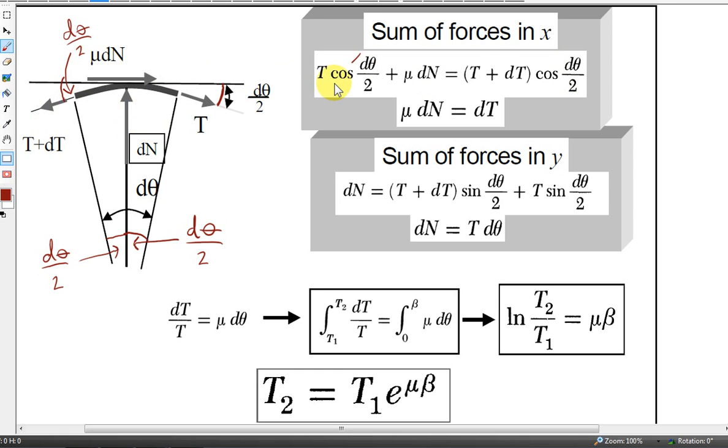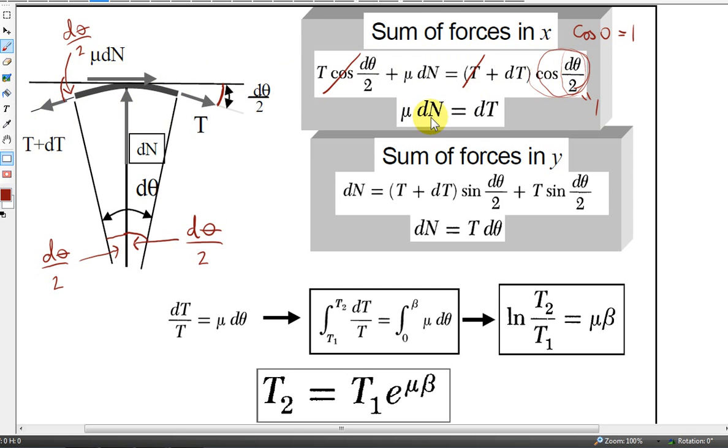Now we can see that T cos d theta over 2 appears on both sides, so we can cancel that off and we're left with mu dN on the left hand side. On the right hand side we have dT times the cos of d theta over 2. Since the cos of 0 is 1, and since d theta over 2 is very, very small and becomes smaller as we take limits, we see that this is just going to be 1.